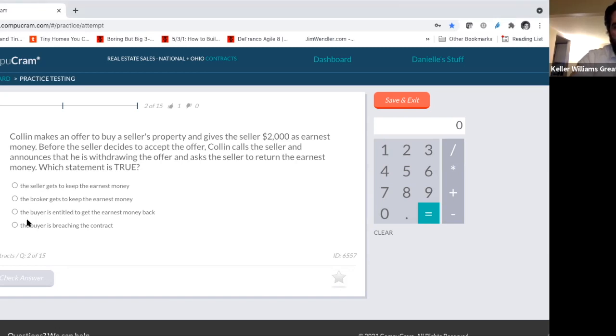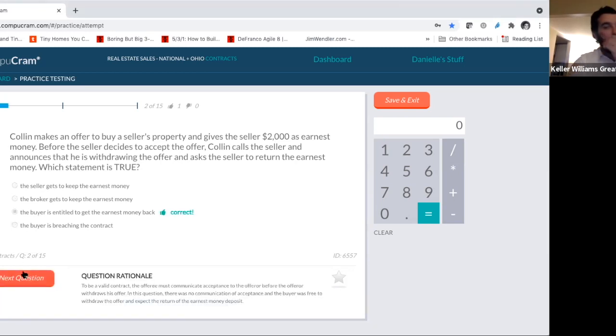You guys are all over this one. It's C. There is no contract, so that money never stopped being the buyer's. Never stopped being the buyer's money.